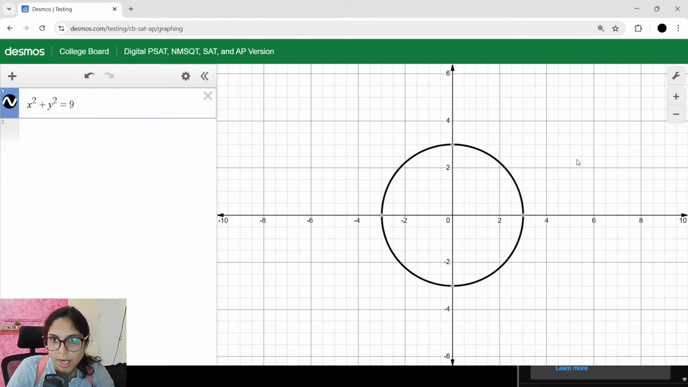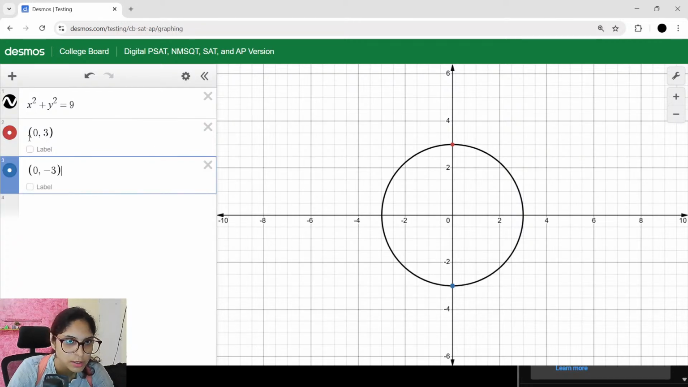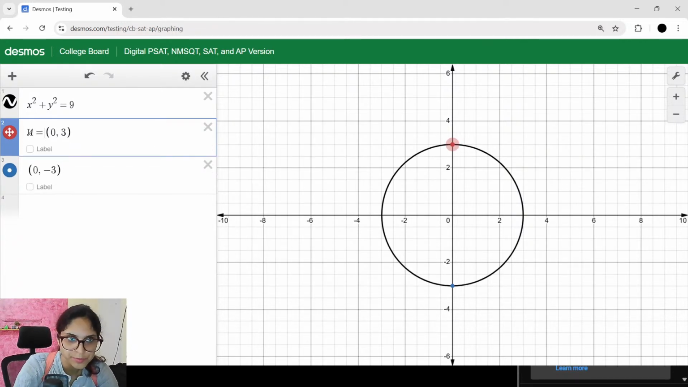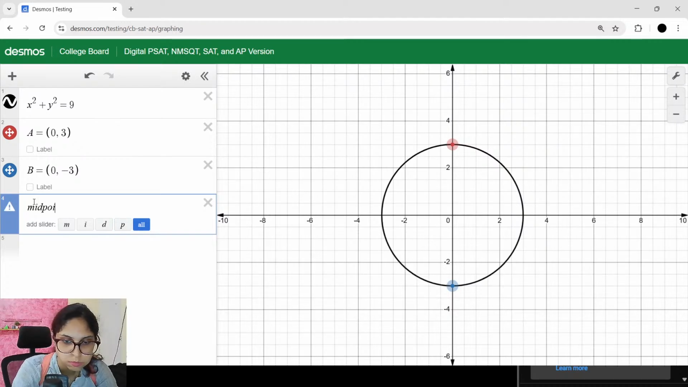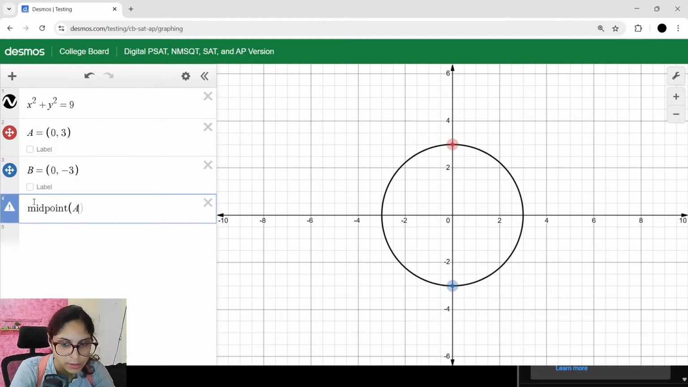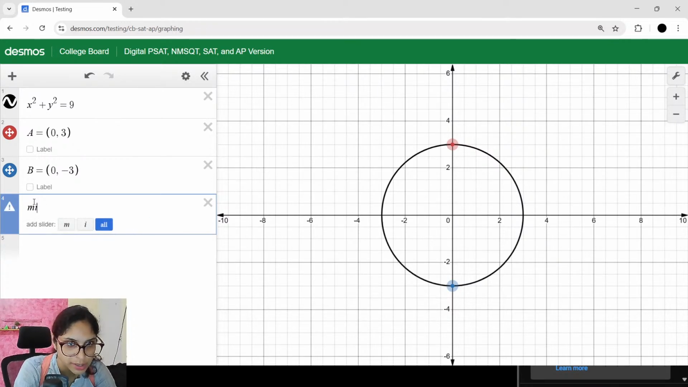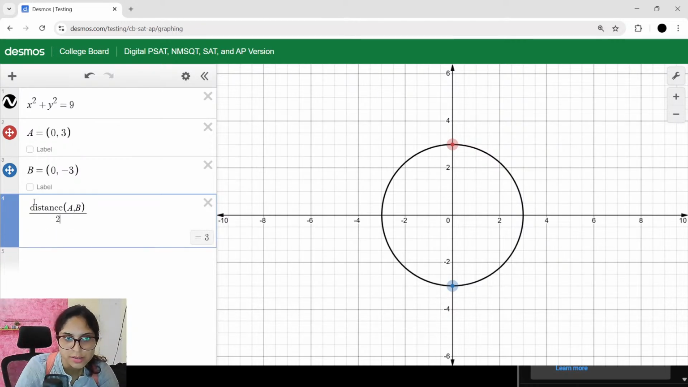Press home. Now, if you want to figure out the diameter, this is the maximum point, this is the minimum point. You can take this point, you can take this point. You can call this point A. You can call this point B. And then if you want to find the center, you can write midpoint A comma B. You can see this is the center. Or if you want to find the radius, you can find the distance and then divide by 2, that is your radius. Over here you can directly see, but if it's an equation like this.